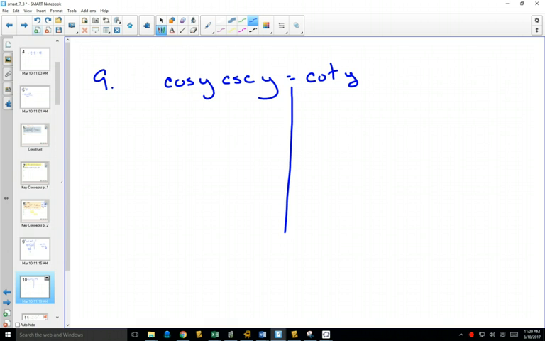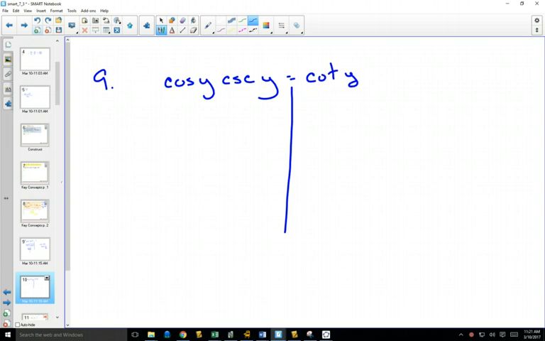If I look on the left side, I could change cos y to 1 over secant if I wanted. I could change cosecant y to 1 over sine. Those are things that I could change them to. They're in my toolbox. Which one would you like to change? Would you like to change cos to 1 over secant, or would you like to change cosecant to 1 over sine? Cosecant to 1 over sine.